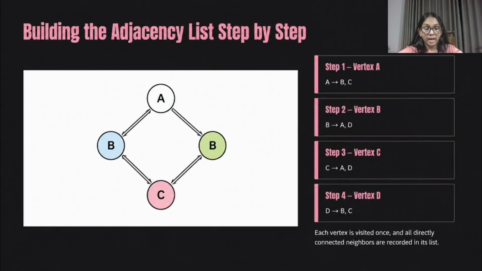Now let's slow down and observe the process more carefully. Start with vertex A. Ask yourself, which vertices are directly connected to A? The answer is B and C. Record them. Next, move to B. Which vertices connect directly to B? A and D. Record them. Continue the same process for C and D. By repeating these simple steps, we systematically build the complete adjacency list. This method is exactly what many graph algorithms use internally.